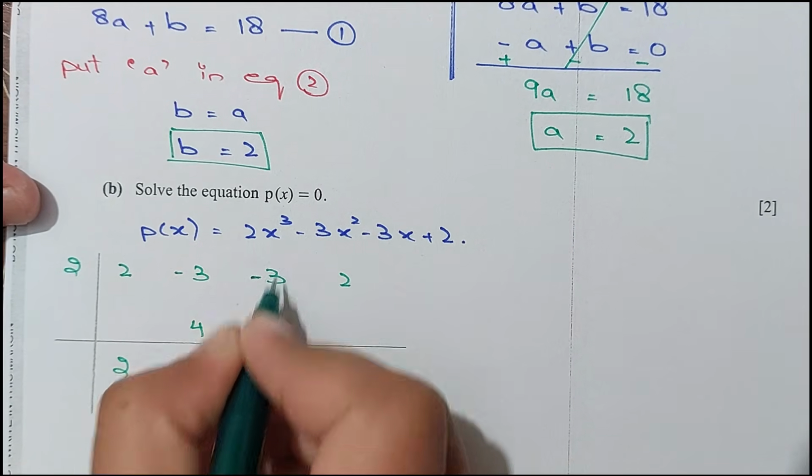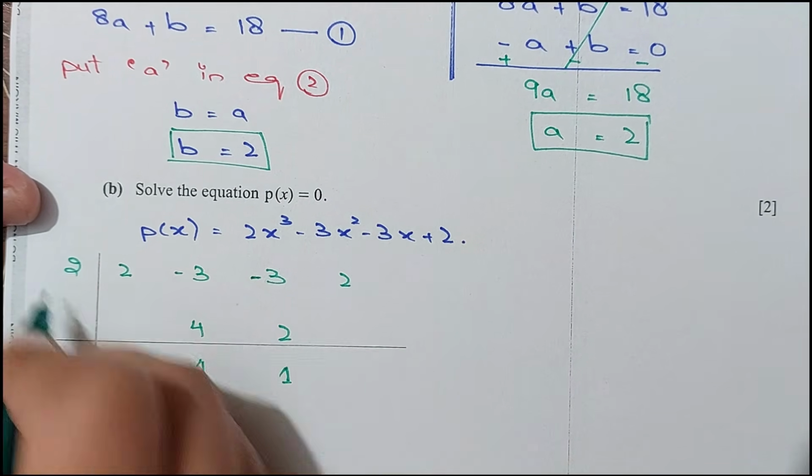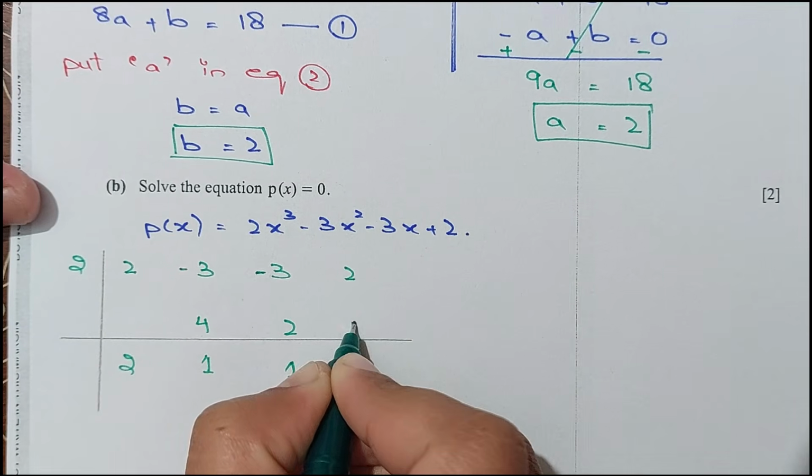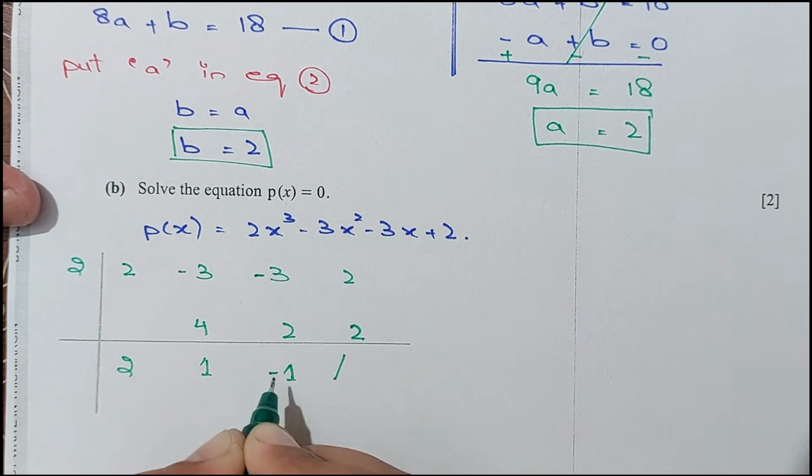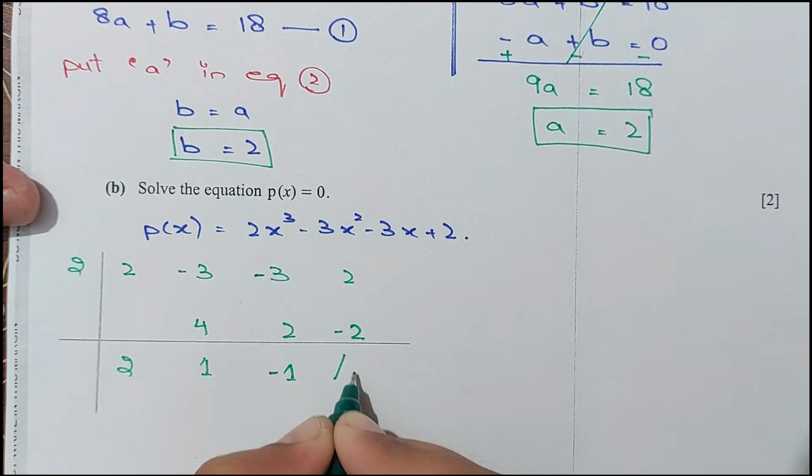Sorry, this is minus. So this is just 1. 2 times 1 is 2. When you add, it's negative 1. 2 times minus 1 is minus 2 and we have 0. Okay, so we have reduced to this one.